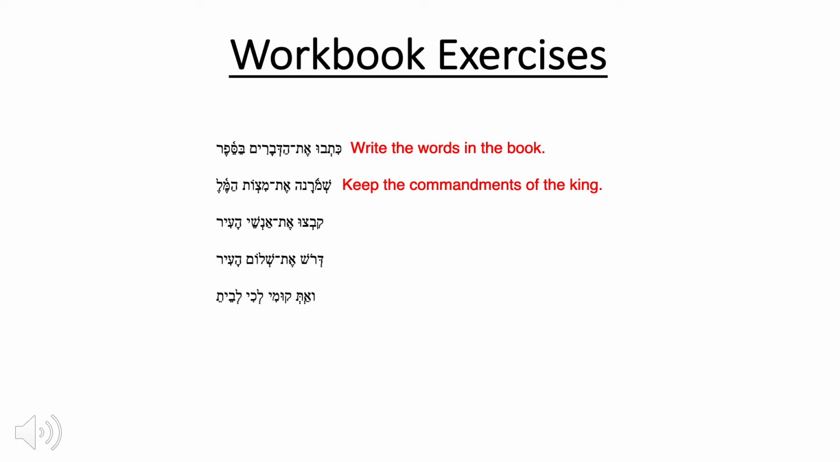This sentence also starts with an imperative. However, instead of it being a second masculine plural, this is a second feminine plural from shamar, to keep. Keep, and then the direct object marker et, mitzvot, keep the commandments of the king, hamelech. Keep the commandments of the king. Hamelech being definite, therefore mitzvot is definite. What about number 3? How would we parse and translate this particular sentence?